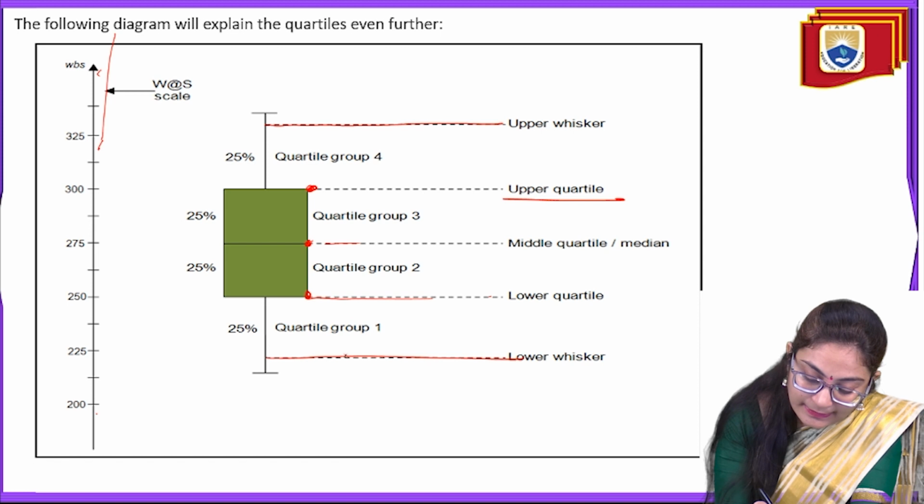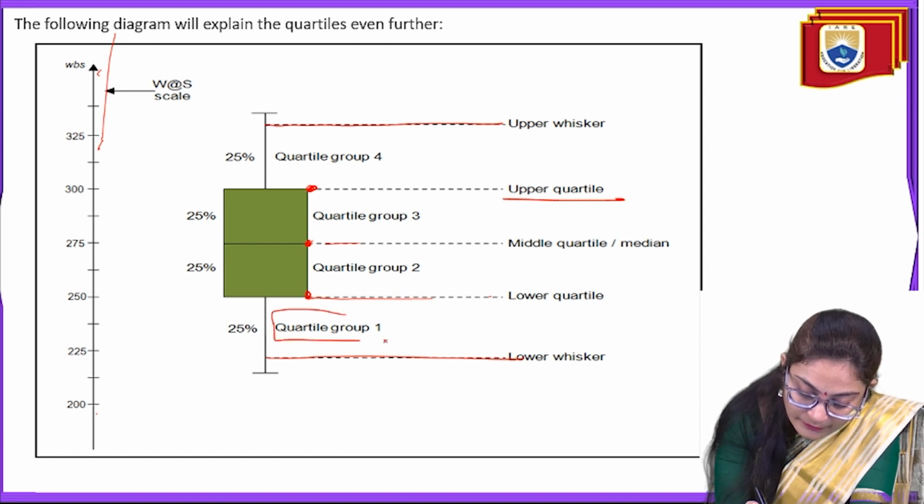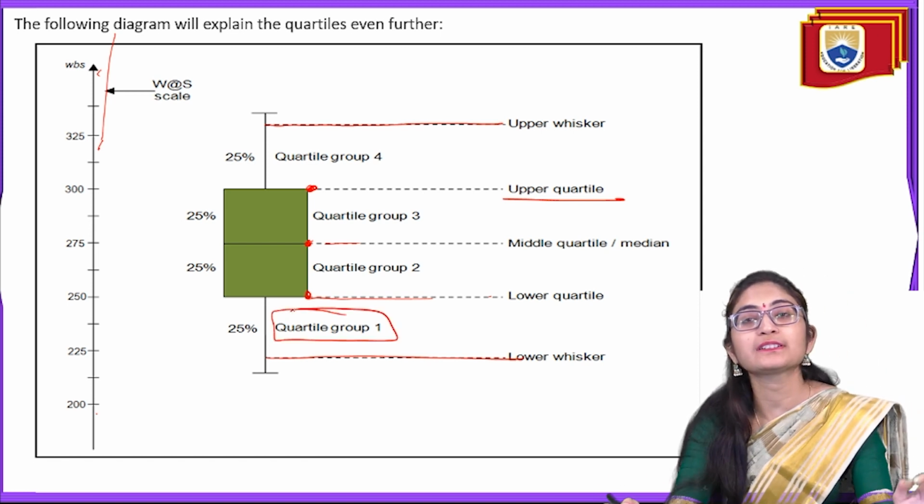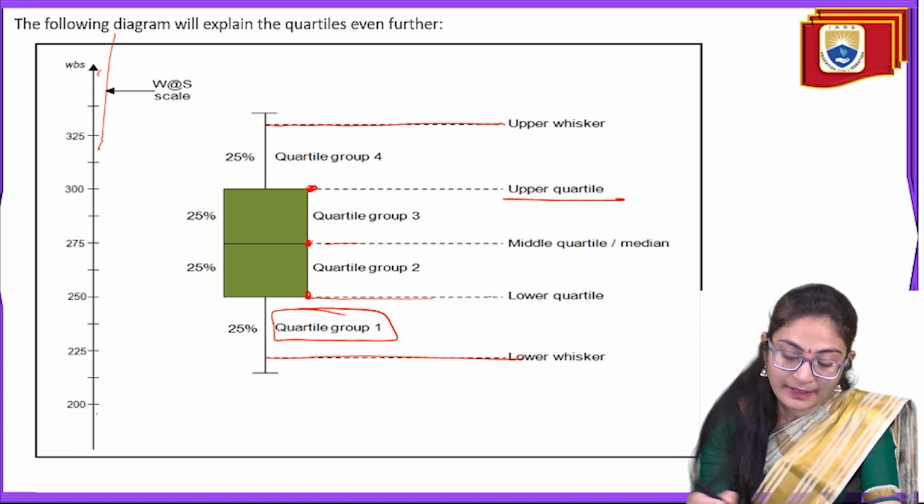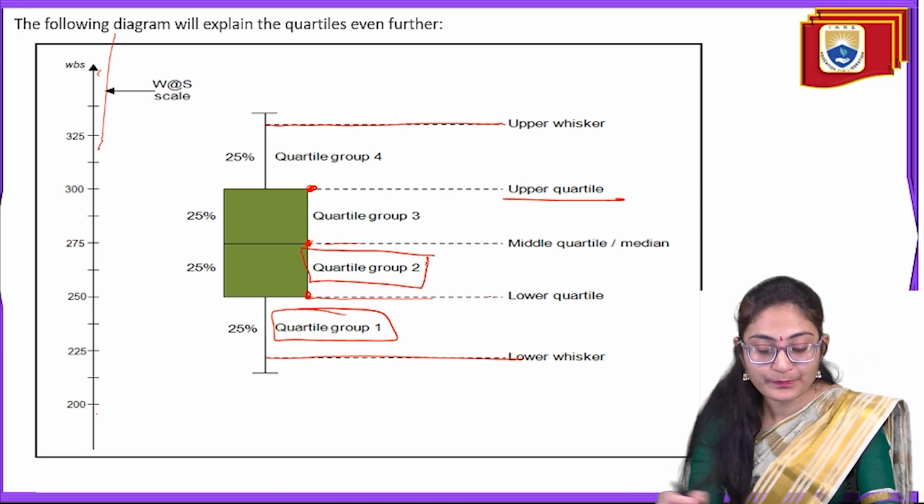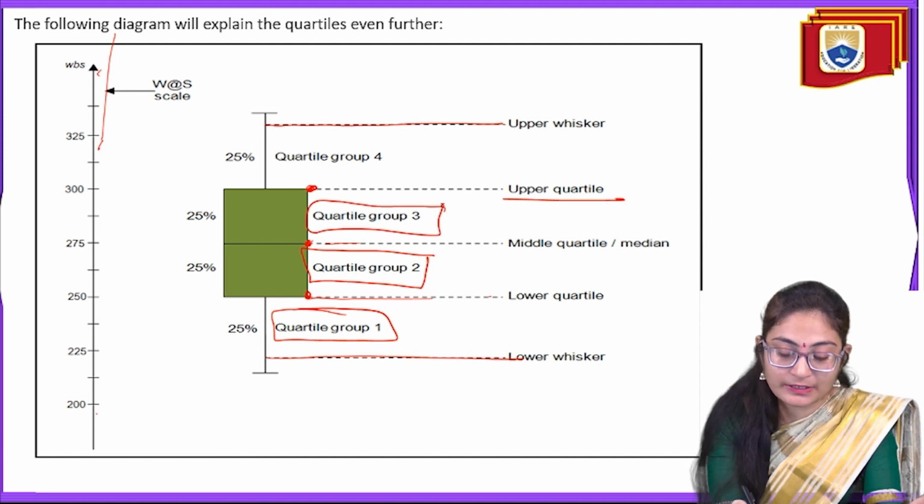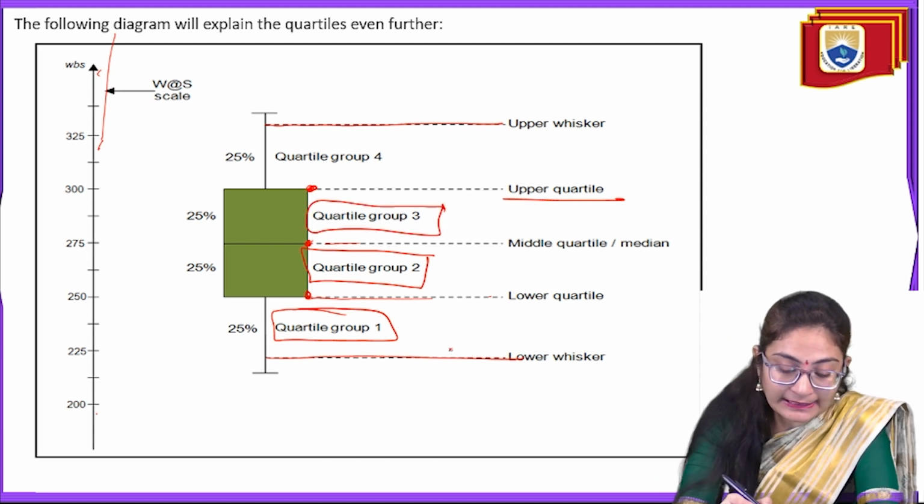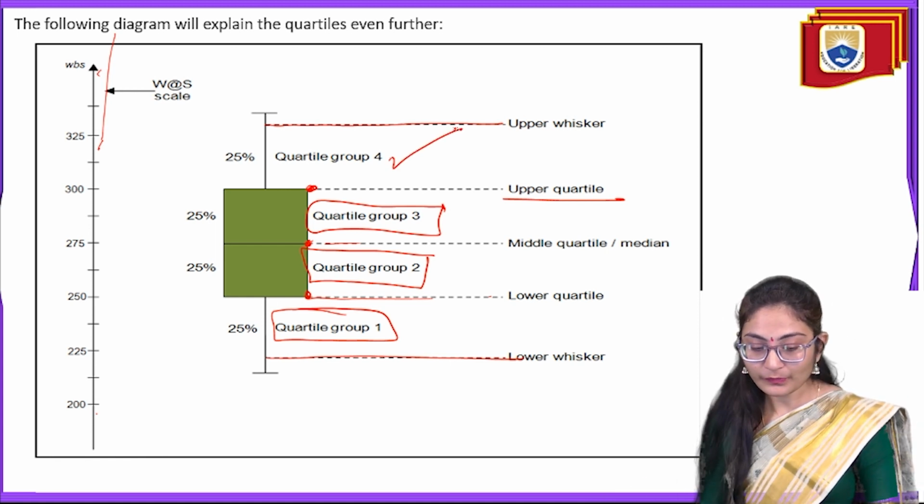In this, this 25% is showing quartile group 1. This 25% is showing quartile group 2. This 25% is showing quartile group 3. And the remaining 25% is showing quartile group 4.